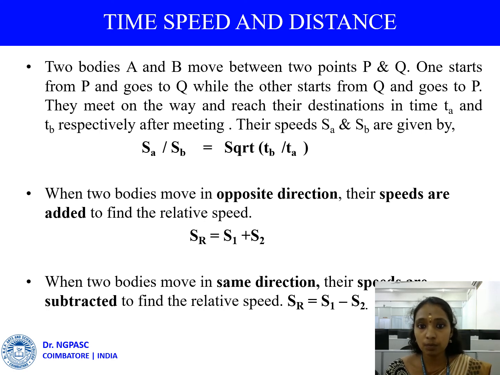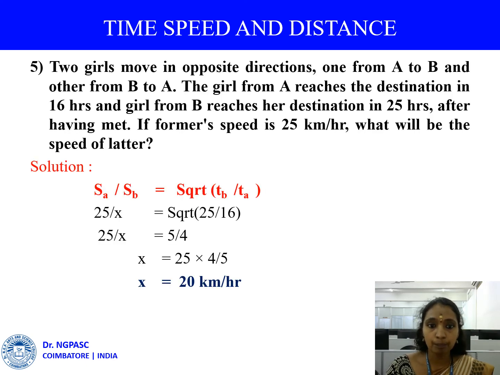Their speeds are related as SA divided by SB equals square root of TB divided by TA. If two bodies move in opposite directions, their speeds must be added. If two bodies move in the same direction, their speeds must be subtracted. Same direction means we subtract the speed; opposite direction means we add the speed. So next, based on the previous step, we have one problem.